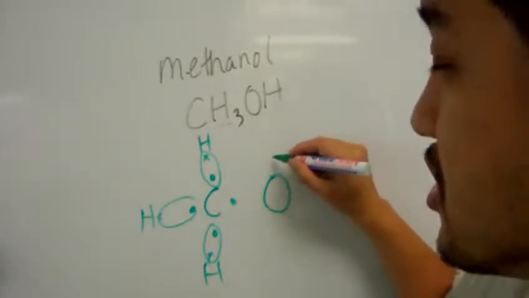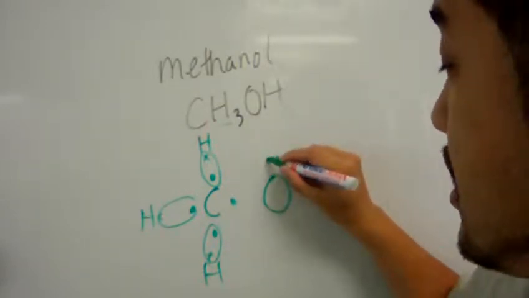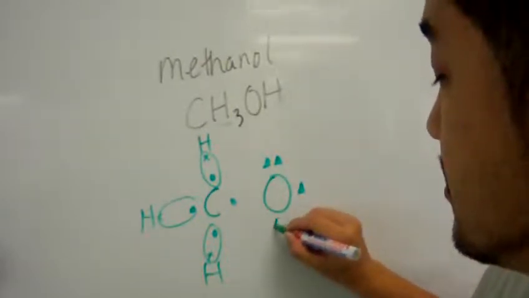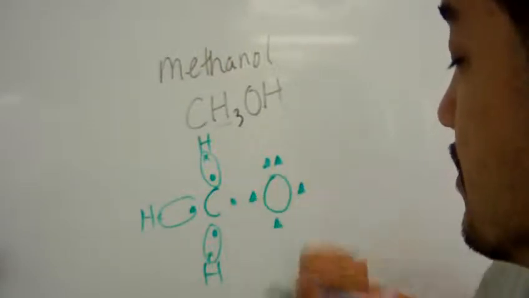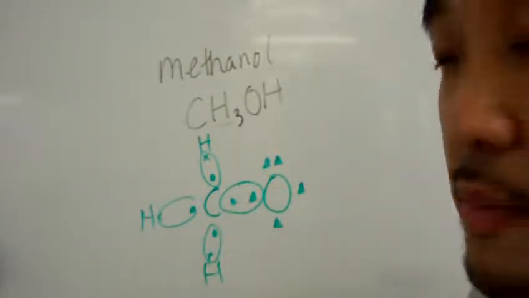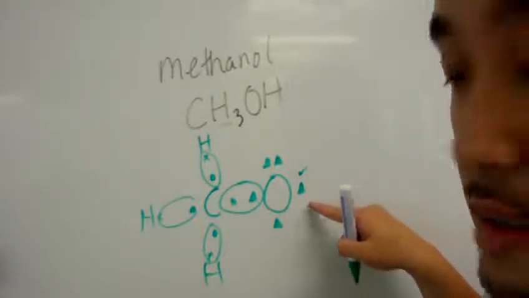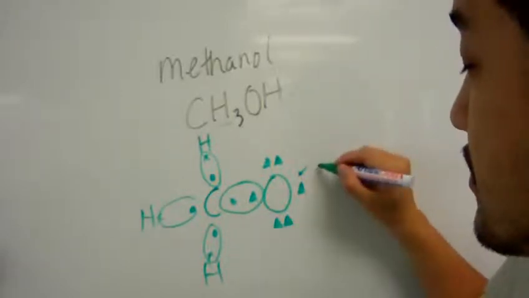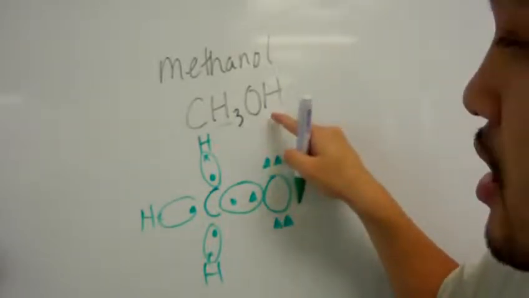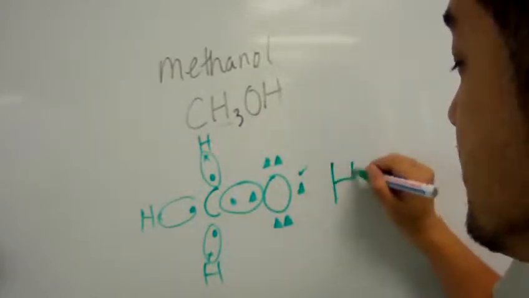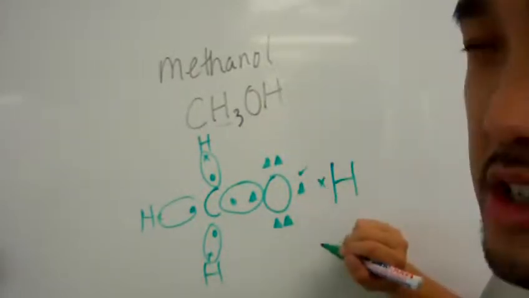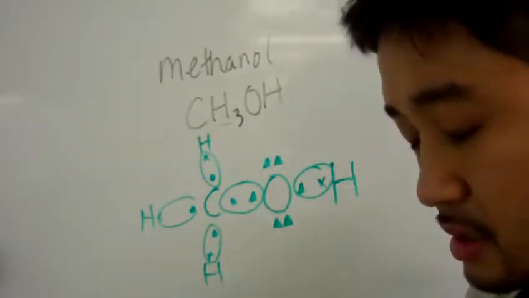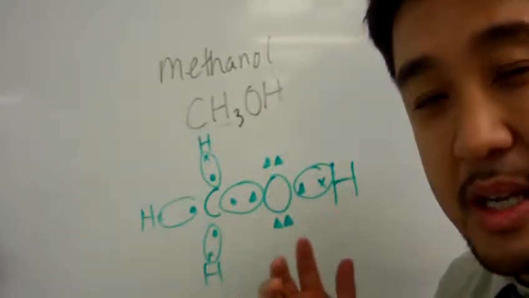And how many valence electrons does oxygen have? 6. Alright, I'm going to represent the electrons for oxygen as triangles. Okay, and this is going to form a bond. Wonderful. And so you only have 1 electron left that's not bonded. And if you look behind oxygen, there's hydrogen. Hydrogen is here, and hydrogen has the electron represented as a cross. And so that's going to form a bond.